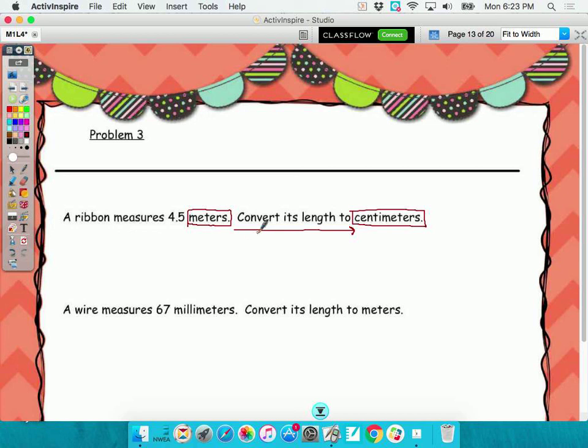Now, I'm renaming from meters to centimeters. So look back on your chart. When we go meters to centimeters, what do we do? Multiply by 10 to the second. So this is quite simple. I'm going to take 4 and 5/10 times, what number is 10 to the second power? And what trick will I use, boys and girls?